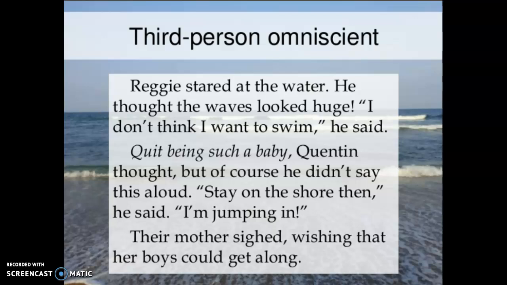Reggie stared at the water. He thought the waves looked huge. I don't think I want to swim, he said. Quit being such a baby, Quentin thought. But of course, he didn't say this out loud. Stay on the shore, then, he said. I'm jumping in. Their mother sighed, wishing that her boys could get along.